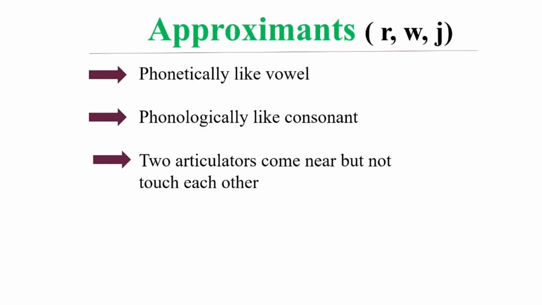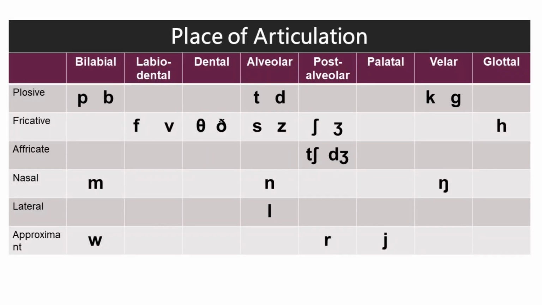Now we have come to the last point, that is approximant. In English, approximants are ra, wa, and ya. These sounds are considered semi-vowels because they are phonetically like vowels and phonologically like consonants. According to manner of articulation, here two articulators come near, but they do not touch each other. In producing the R sound, the tongue is curled backward with the tip raised, and this tongue shape is called retroflex.